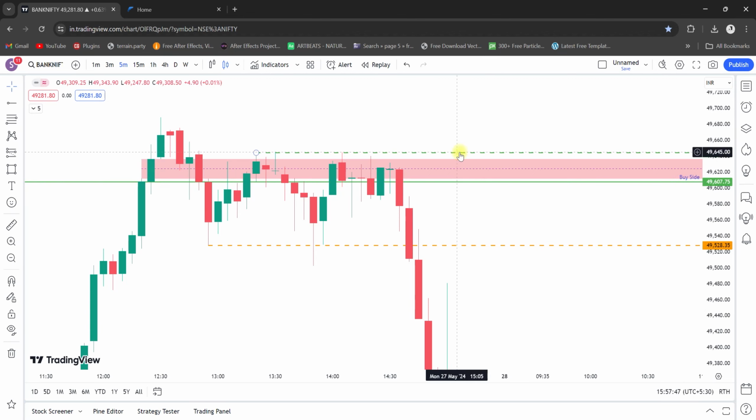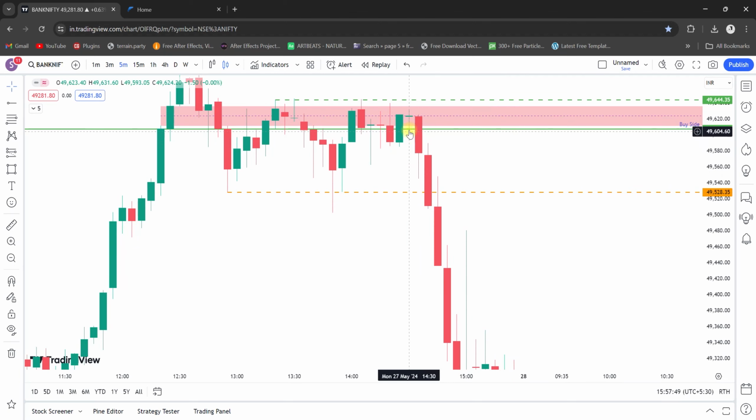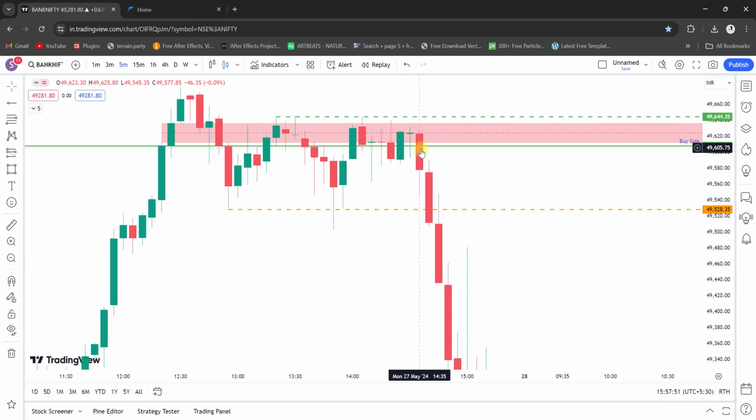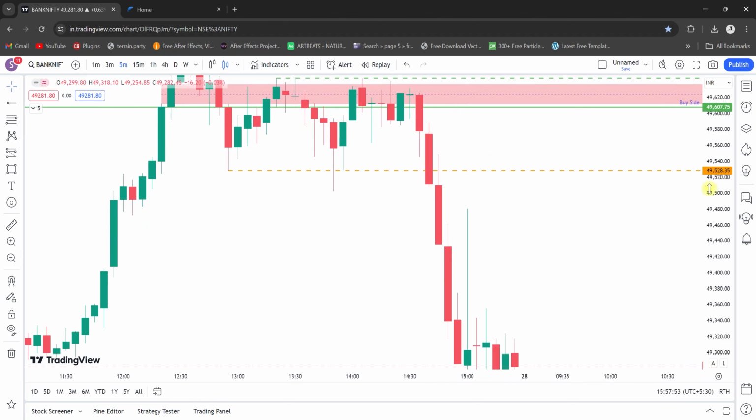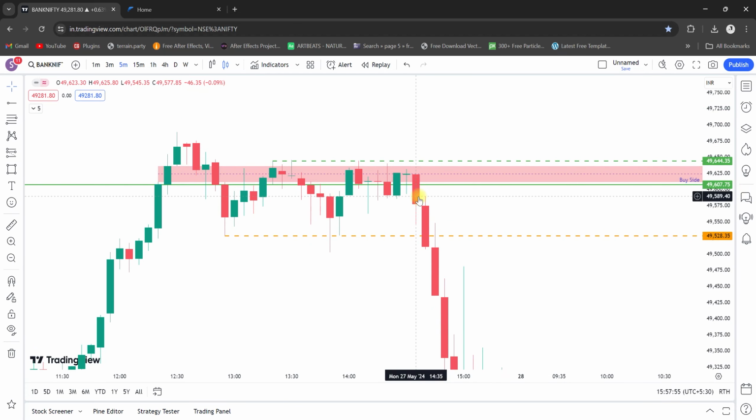Let it go up and retrace. You take a trade. So it was still in our range, and from here onwards, after this candle, it started falling. I'm not saying I took the trade over here. Just take it over here or here, anywhere in this range. Keep an SL over here.